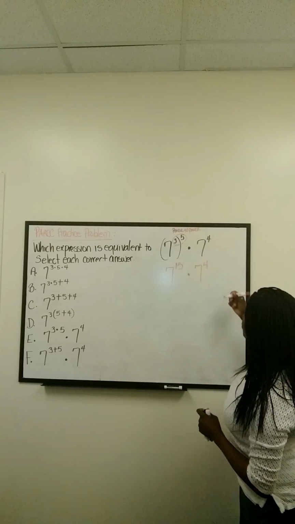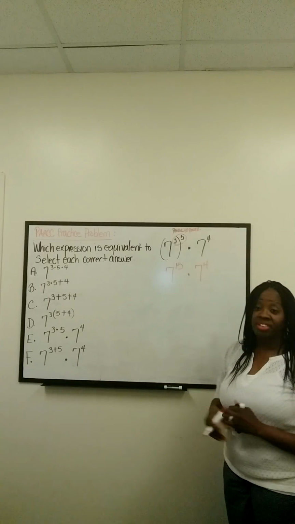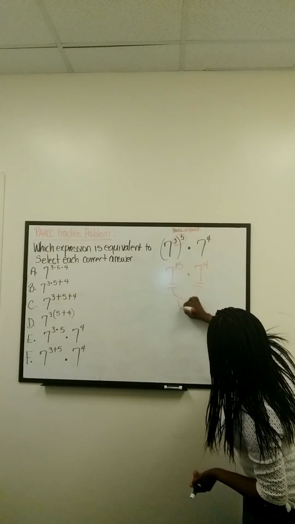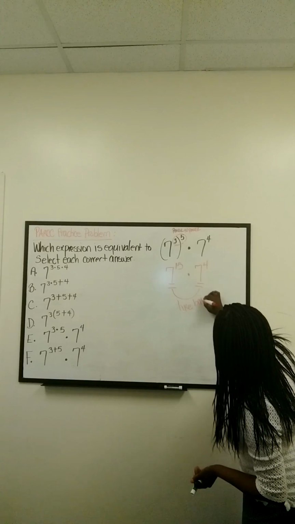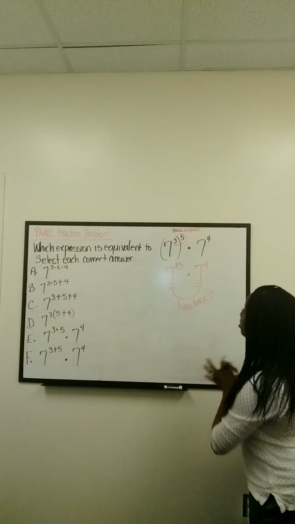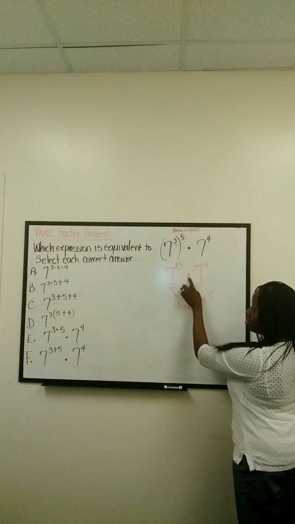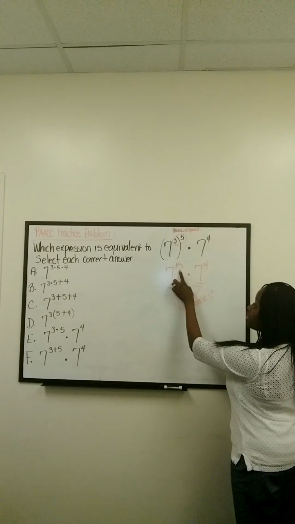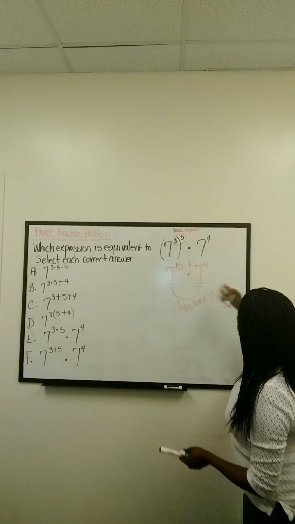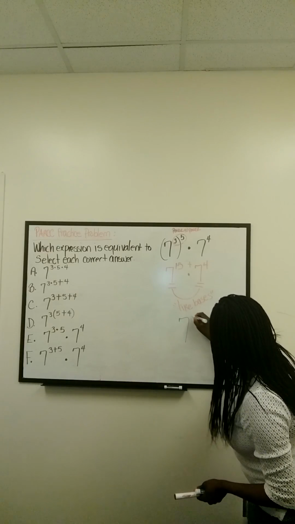Now we have another rule. We have another power rule that says when you have multiplication, or the product of two bases that are the same, and these are our bases, and these bases are the same, so we call them like bases. When multiplying like bases, we can add the exponents. So in this case, we're going to add 15 and 4, and we get 19 as a result. So our final answer is 7 to the 19.